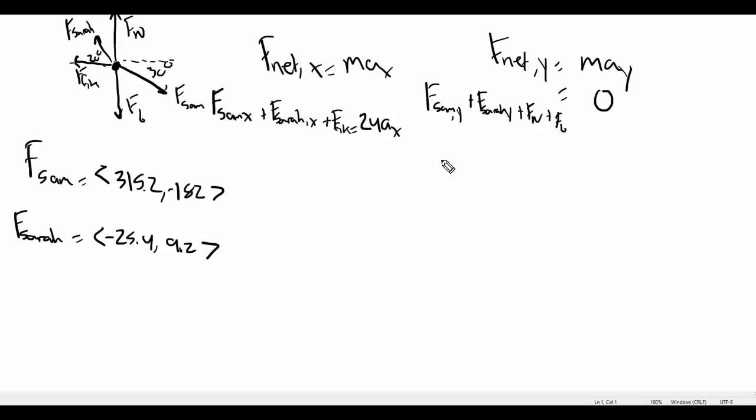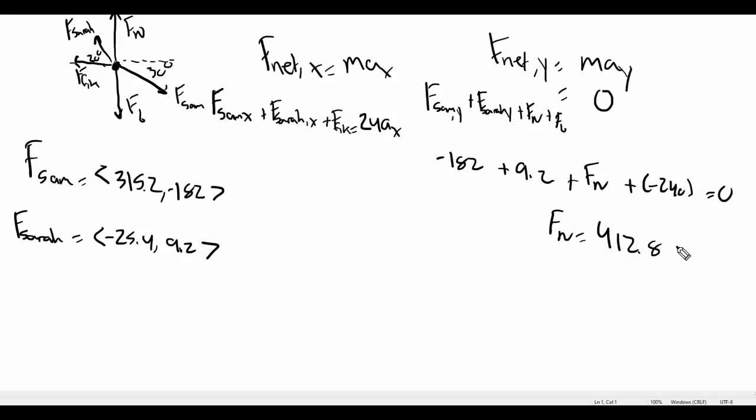F Sam Y is negative 182. F Sarah Y is 9.2. I don't know Fn, but Fg is still negative 240. These still all add to be 0, and so I need to find the new value for Fn. So 240 plus 182 minus 9.2 gives me 412.8 newtons. New Fn means new FFK. So that's mu k times Fn.